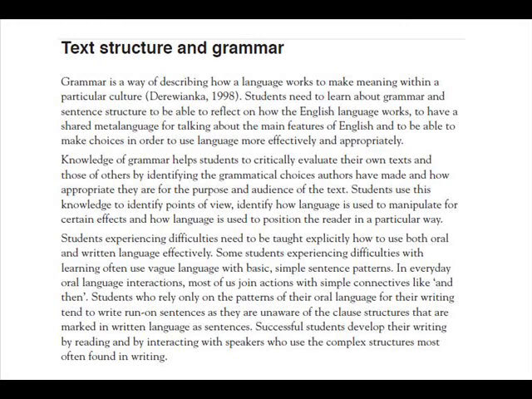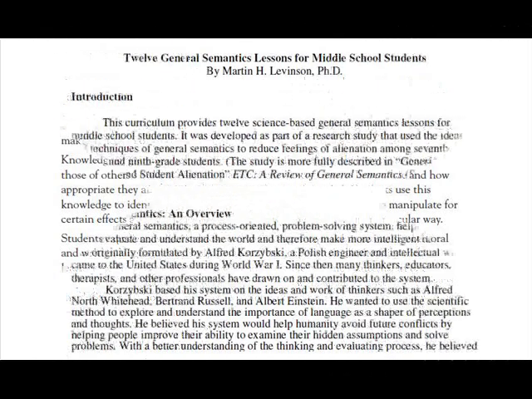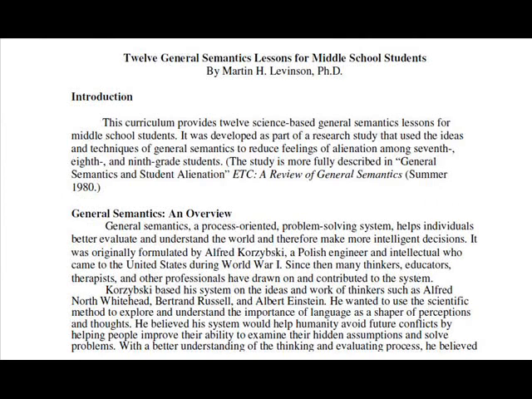A second link to the grammar subtopic explains how teachers can help students learn about grammar and sentence structure and to be able to reflect on how the English language actually works. They also demonstrate a method that helps students critically evaluate their own texts grammatically.